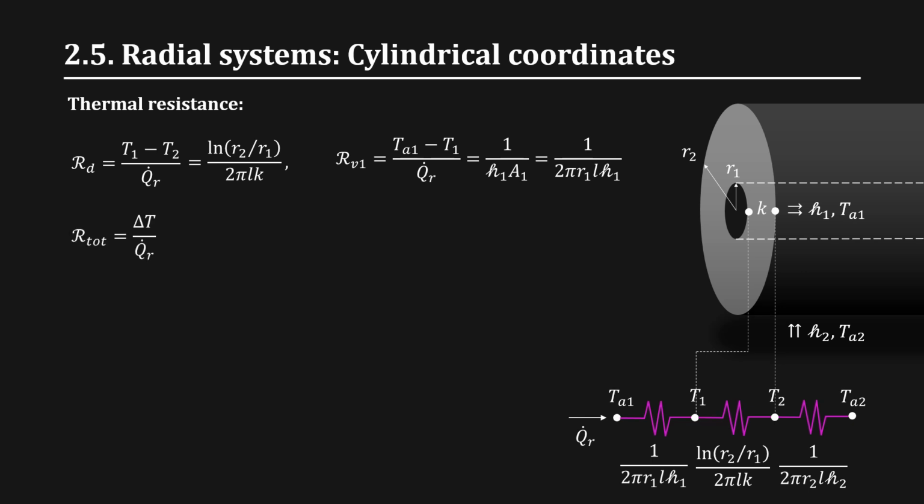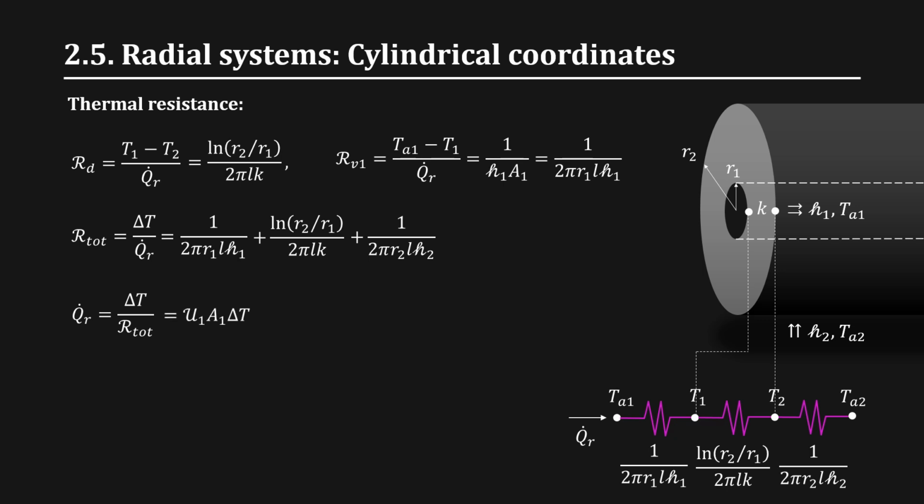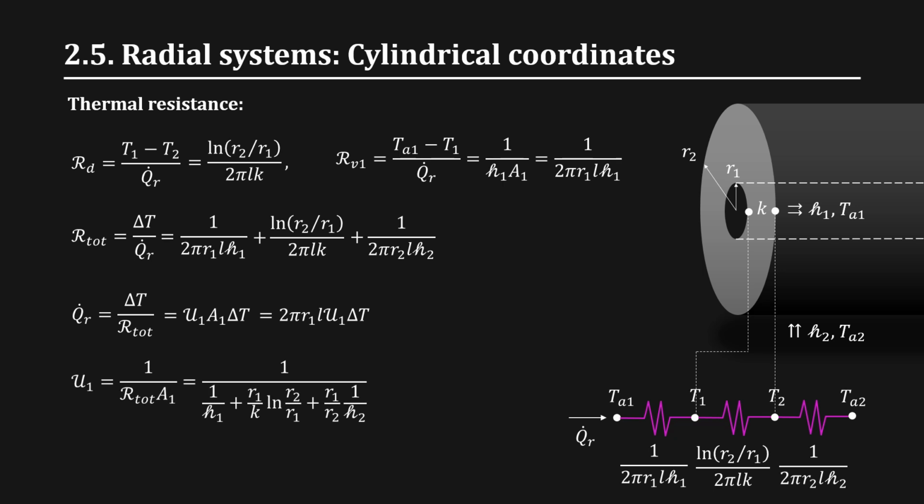Also, the total thermal resistance can be written as the sum of thermal resistance for internal convection plus the series of resistances through each layer in the cylinder plus the resistance due to convection at the outer surface of the cylinder. Consequently, Q equals delta T over R total, which can be written as the overall heat transfer coefficient U times A times delta T, where the area of the heat transfer is the circumference 2π times the radius r times the length of the cylinder L. Likewise, we can write U equals 1 over R total times A.